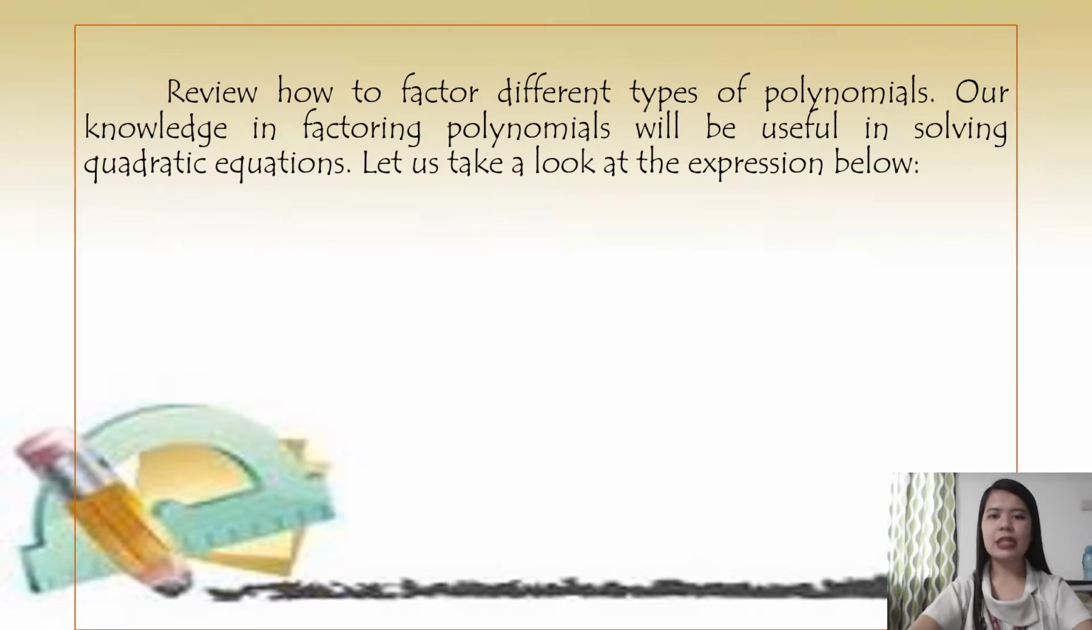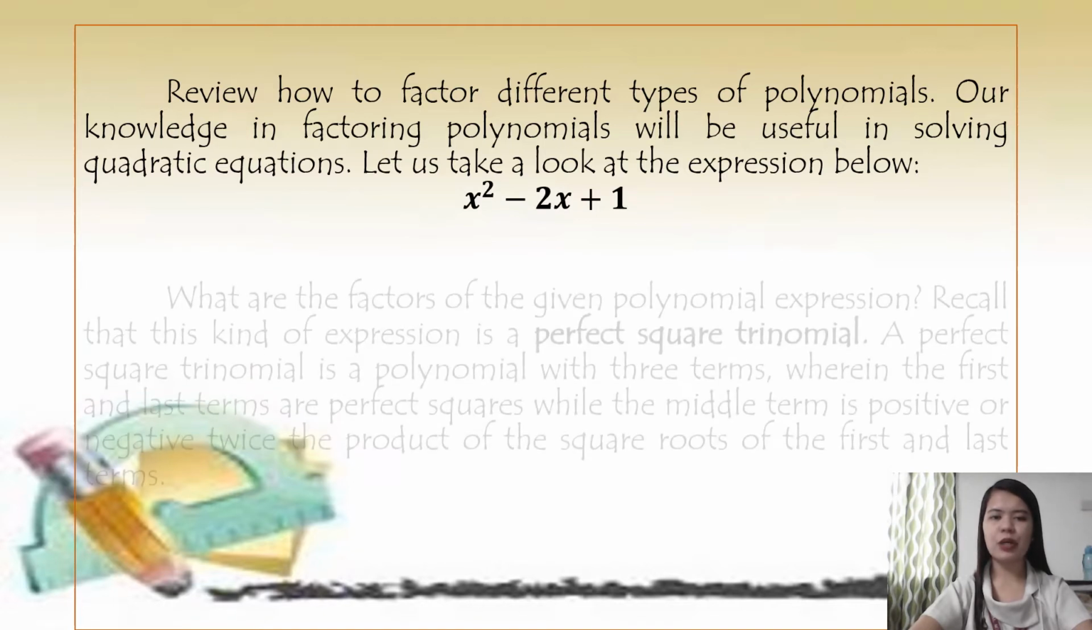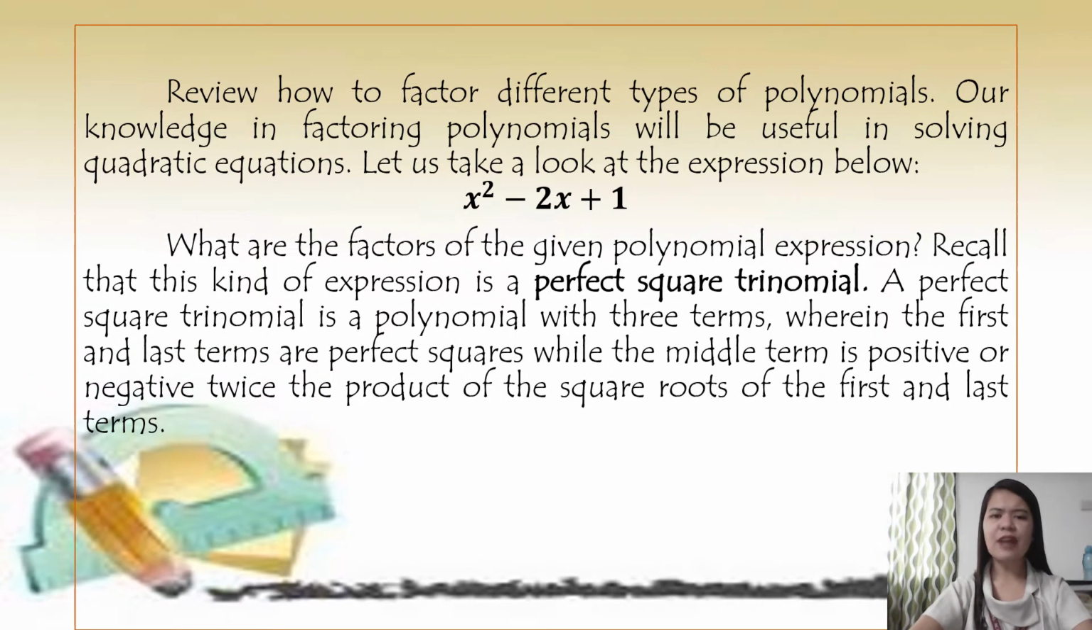Let us take a look at the expression below. We have here x squared minus 2x plus 1. What are the factors of the given polynomial expression? Recall that this kind of expression is a perfect square trinomial. A perfect square trinomial is a polynomial with three terms.